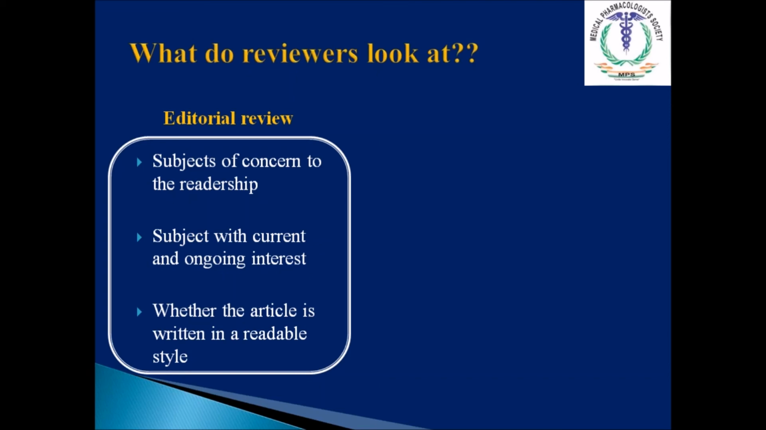The editor also will look at whether the article is written in a readable style, in good English, and without grammatical mistakes. So these are the things that the editor looks for. The editor doesn't go into the details of the paper. He gives a broad overview, and if he is satisfied with these facts, then he sends the paper for peer review.